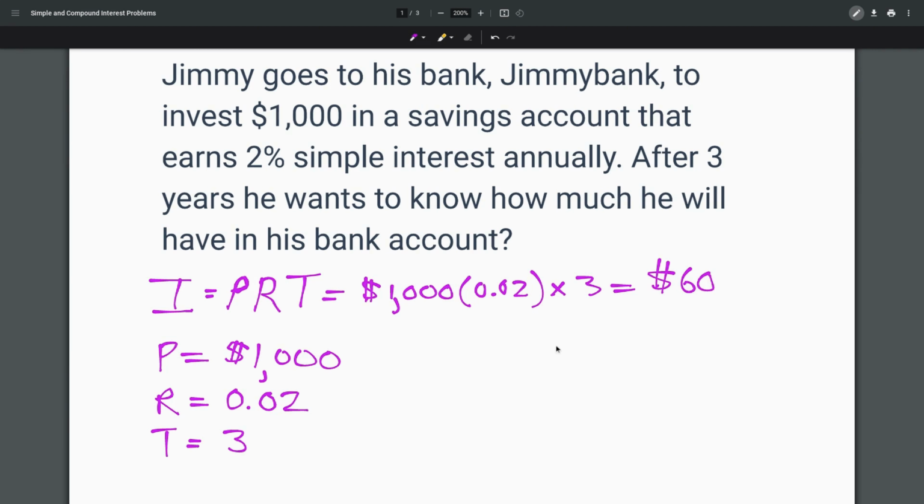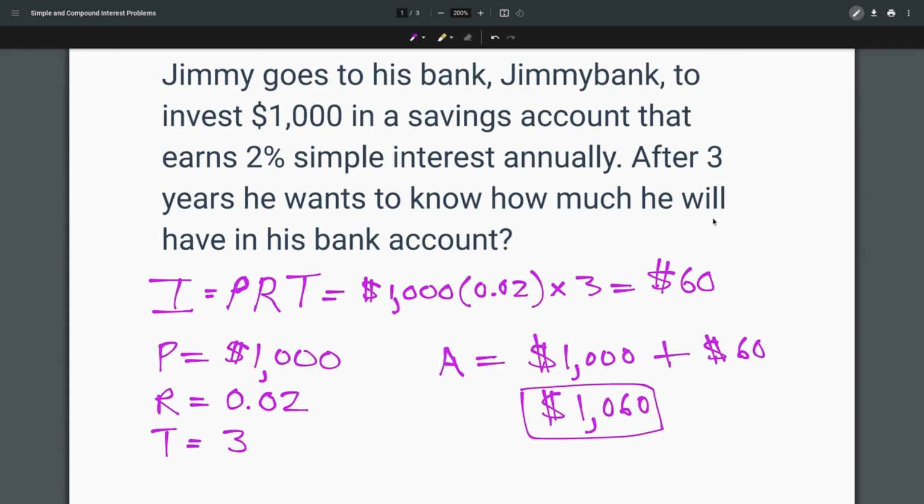And then we're going to add that to the principal. So the total amount that he has after 3 years, we'll call that A, is going to be the initial amount he invested, $1,000, plus the $60. So it's going to be $1,060.